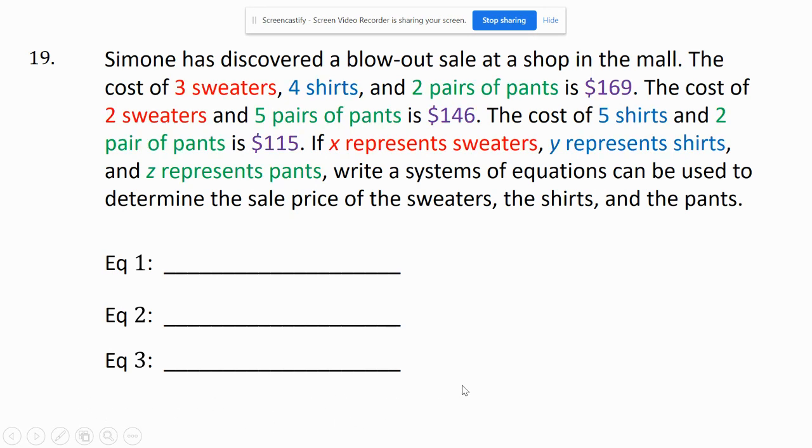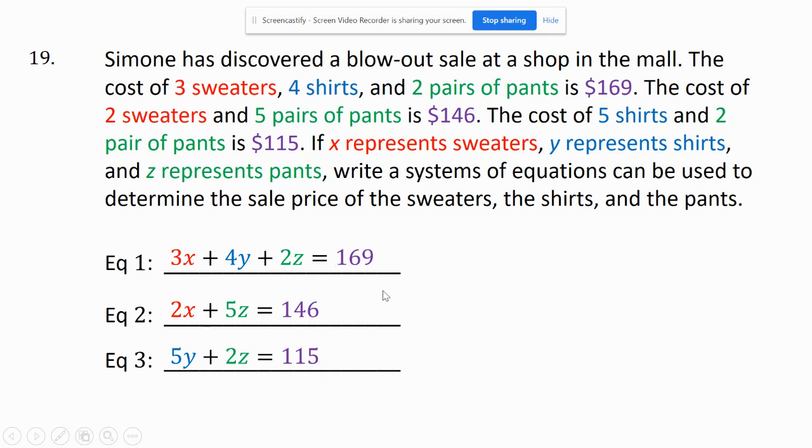All right, now this one here, we're actually going to go ahead and work the problem out. Here I've put things up here. We have Simone. She has 3 sweaters, 4 shirts, and 2 pairs of pants for $169. We have 2 sweaters and 5 pairs of pants for $146, and 5 shirts and 2 pairs of pants for $115. And x, y, z are the letters here.